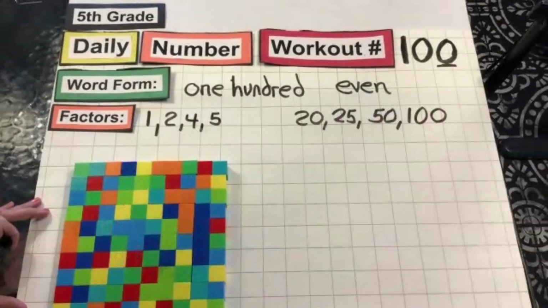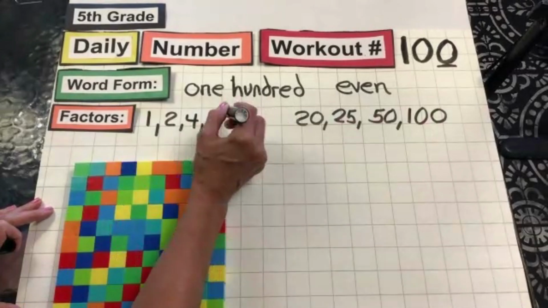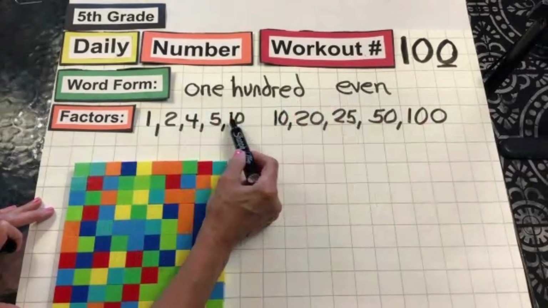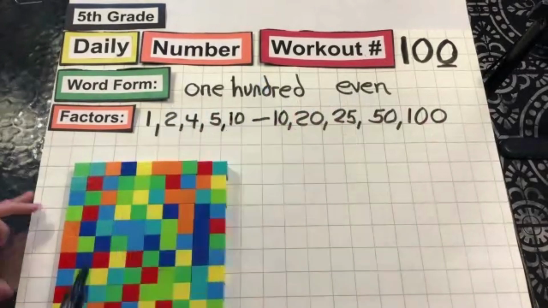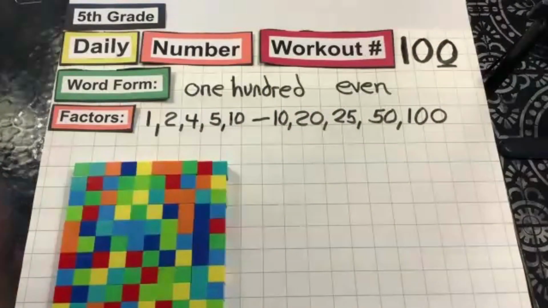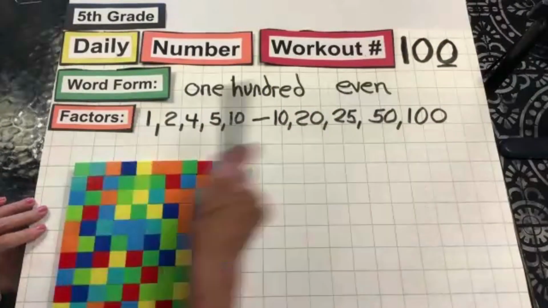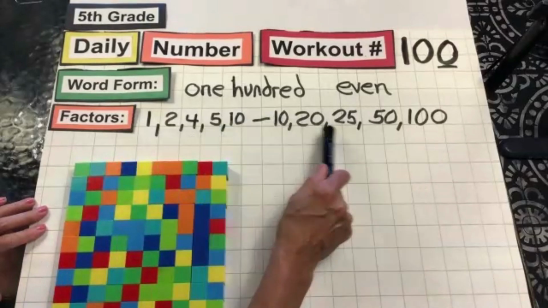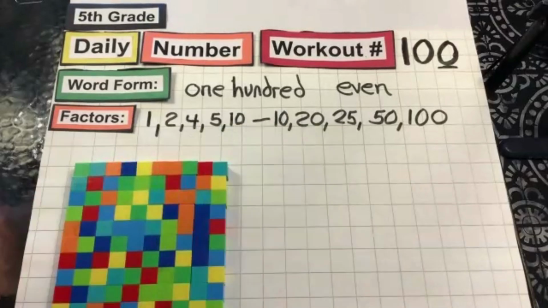6 does not go in evenly. 7 does not go in evenly. 8 does not go in evenly. 9 does not. 10 goes in 10 times. And because there's no other number between 10 and 10, we're done. So there we have it. Our factors of 100: 1 times 100, 2 times 50, 4 times 25, 5 times 20, 10 times 10.